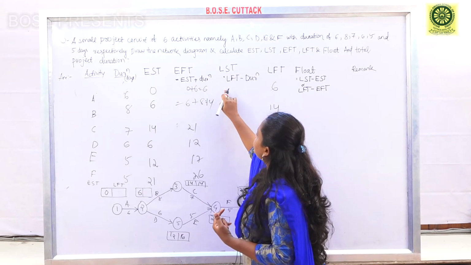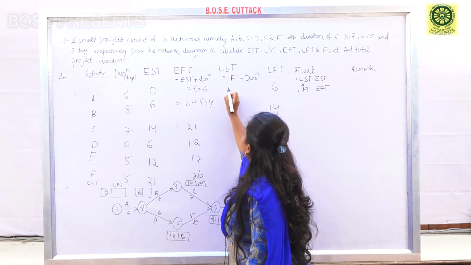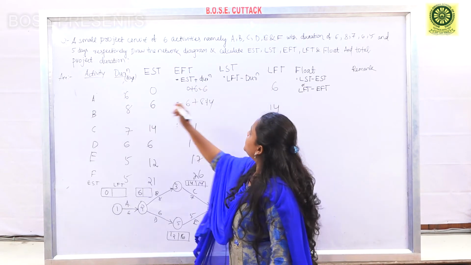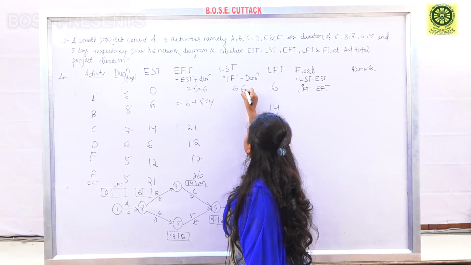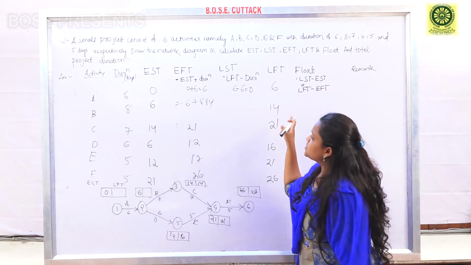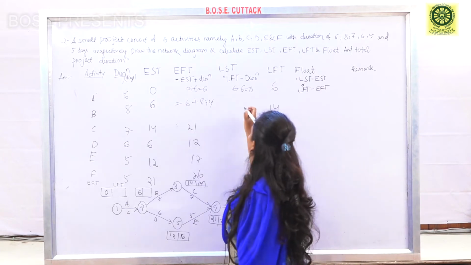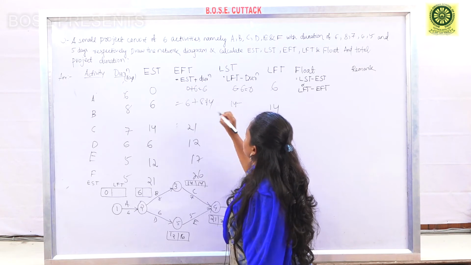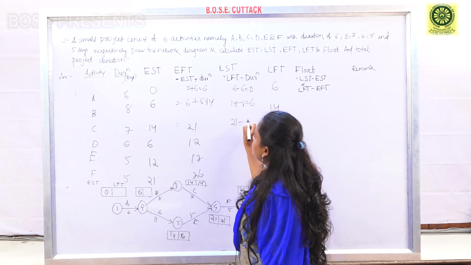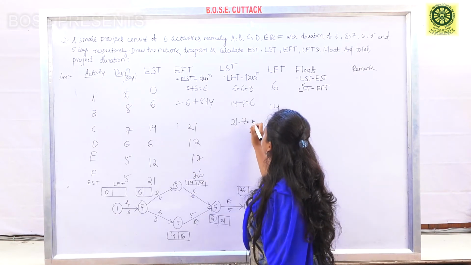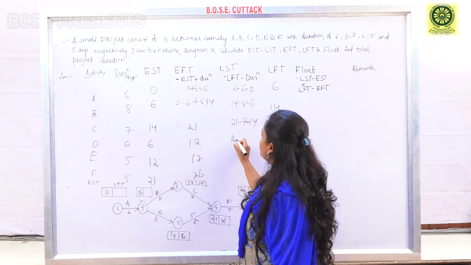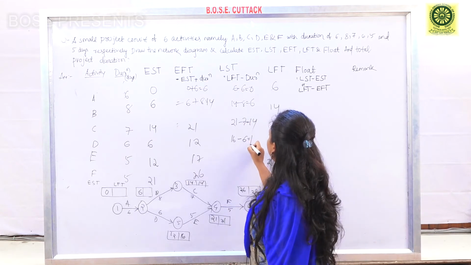So LST of activity A is the LFT of activity A minus the duration of that activity: 6 minus 6 equals 0. Similarly for activity B, the LFT is 14 and the duration is 8, so 14 minus 8 is 6. Then for C, 21 minus the duration 7 is 14. Similarly for D, 16 minus 6 is equal to 10.